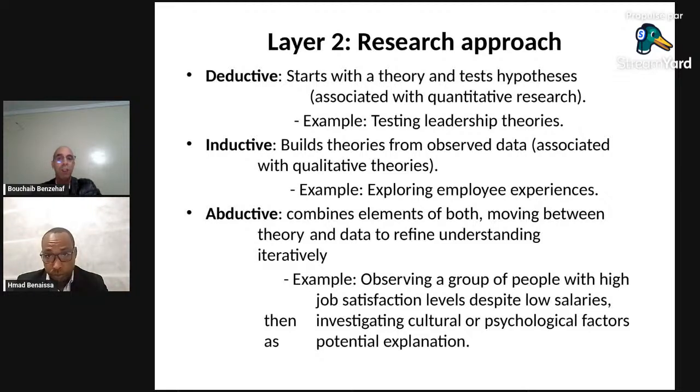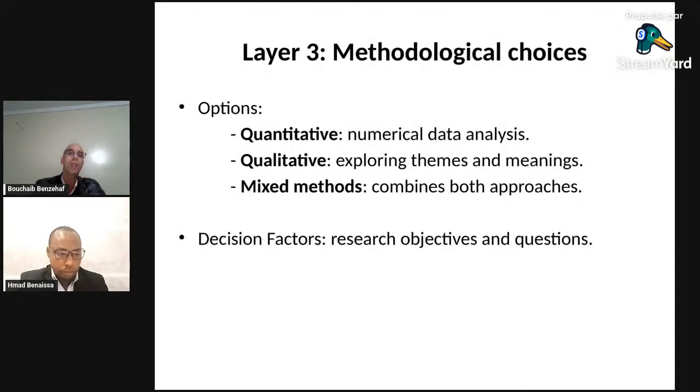So we start with observing, which is qualitative, and then we investigate cultural or psychological factors as potential explanation. So the abductive bridges the two by starting with an unexpected observation, developing a tentative explanation, gathering more data to refine the explanation. The observation here is inductive. The observation in this example is inductive. The subsequent investigation is abductive as it involves iteratively exploring and testing plausible explanations for the observed phenomenon. This iterative aspect is what distinguishes the abductive approach. So this was about layer 2.